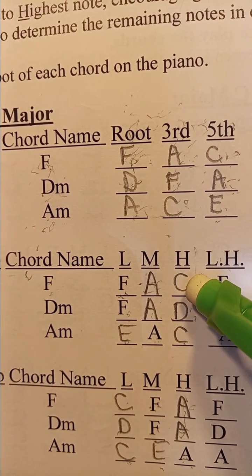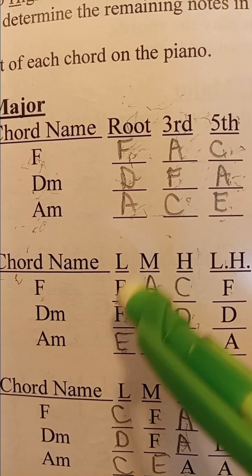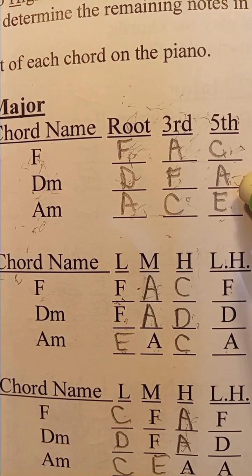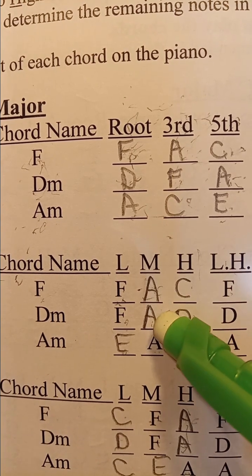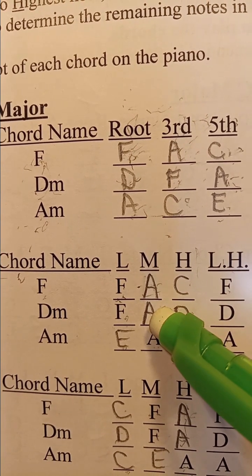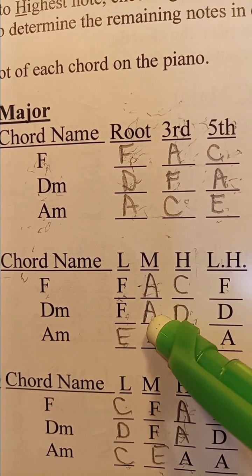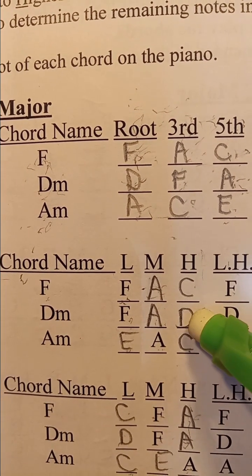On the D minor chord, F would be the low note, the remaining letters would be A and D, and we'll have the A's line up, so there's little movement on the piano when we find the chord, as we'll see later in the video, and D as the high note.